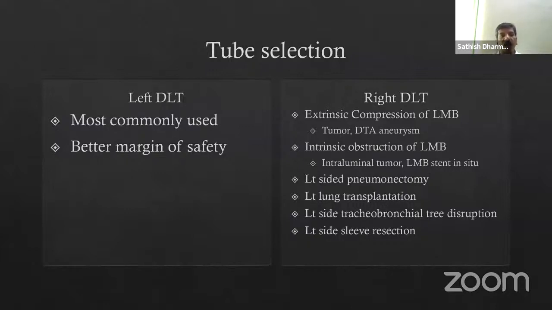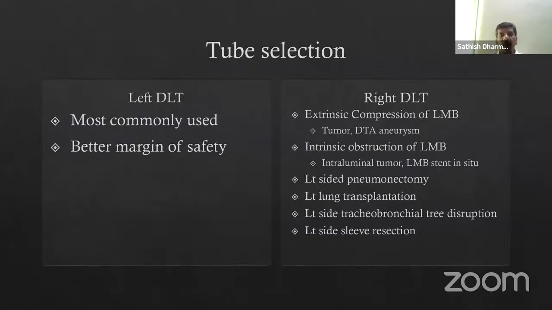This is the reason left DLT is commonly used. But there are certain indications where you have to use right DLT. What are the conditions? First is extrinsic compression of the left main bronchus, like a tumor or descending thoracic aortic aneurysm or arch of aorta aneurysm, which compresses where you can't force the left bronchial lumen.